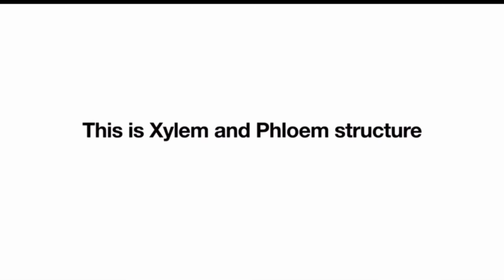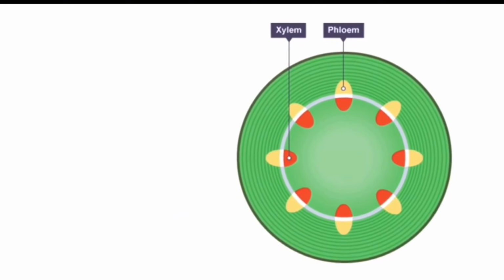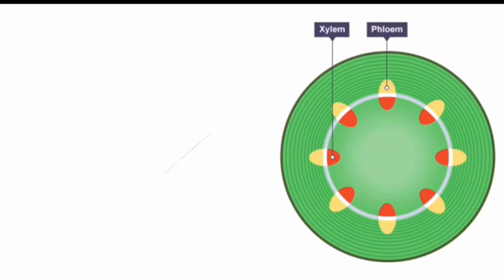Right now, I want to show you the cross-section of the xylem and phloem. The xylem is in the inner part of the plant and the phloem is in the outer part of the plant.